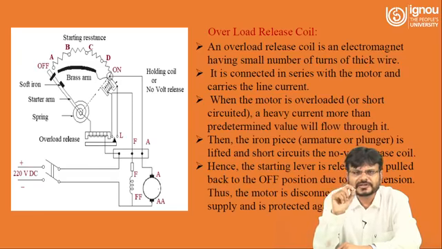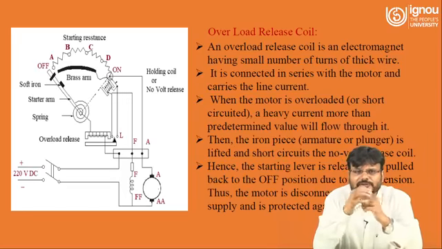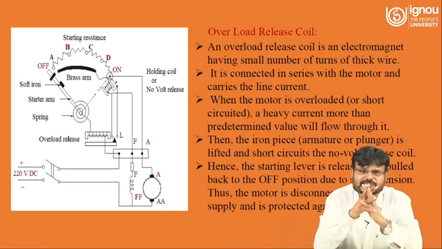And area is nothing but pi d square upon 4. That means if the diameter is more, the area is more, and if the area is more, the resistance is less. Why should the resistance of this overload release coil be less? Because it is connected in series with the motor. So we have to keep in mind that this resistance should be less. If resistance is more, there will be more voltage drop.